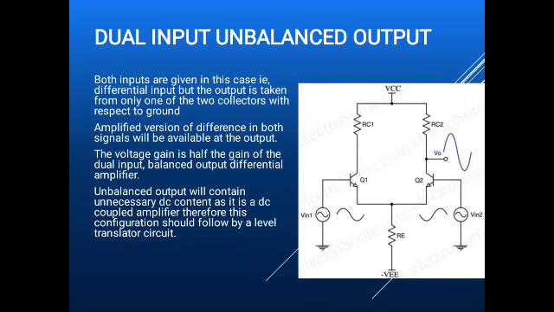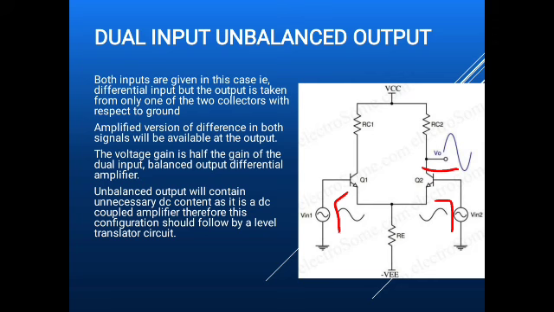Next, dual input unbalanced output. Here we are giving two inputs. Both Q1 and Q2 are given with the two sources, V in 1 and V in 2. But we are taking output from only one transistor through RC2. If you are taking that output from only one transistor, then it is called unbalanced output. Since we are giving two inputs, it is called dual input.